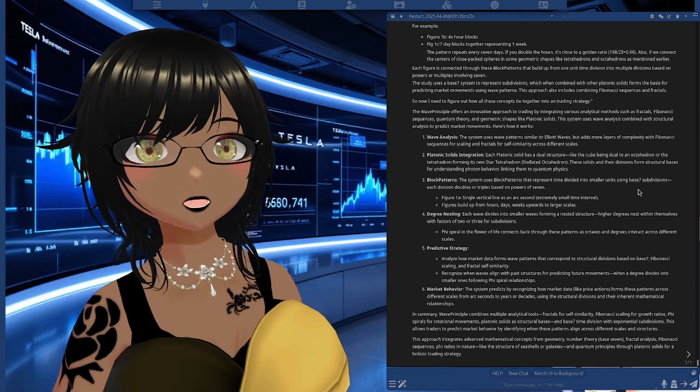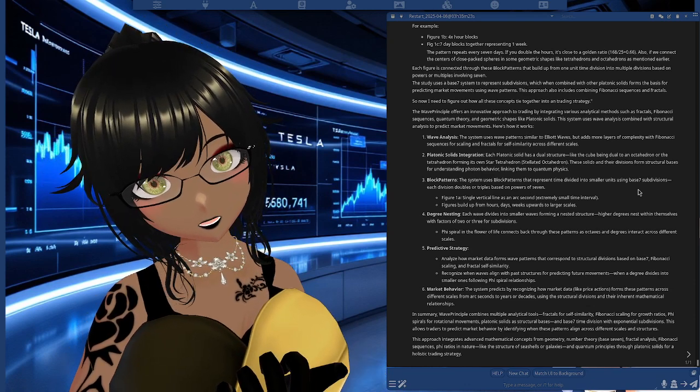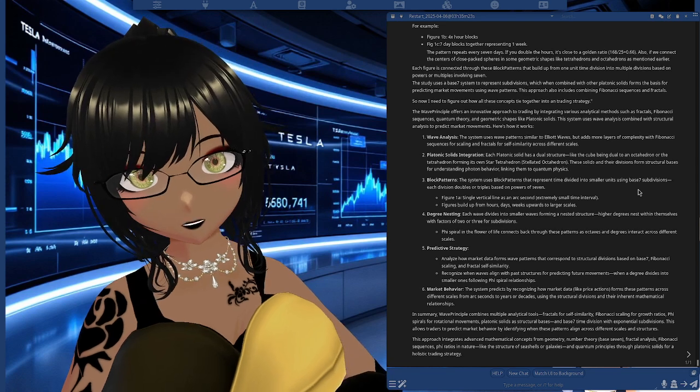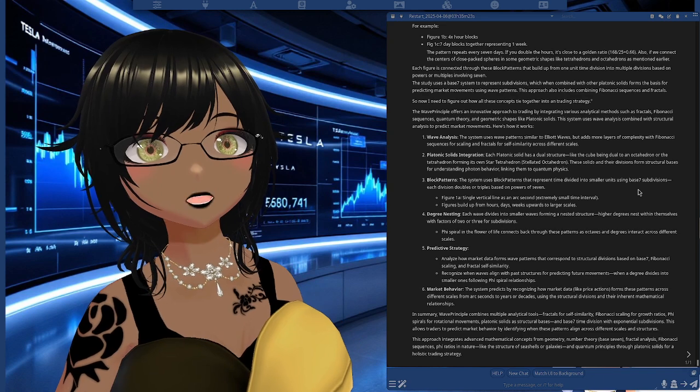Degree nesting. Each wave divides into smaller waves forming a nested structure. Higher degrees nest within themselves with factors of 2 or 3 for subdivisions. The Phi spiral in the flower of life connects back through these patterns as octaves and degrees interact across different scales.